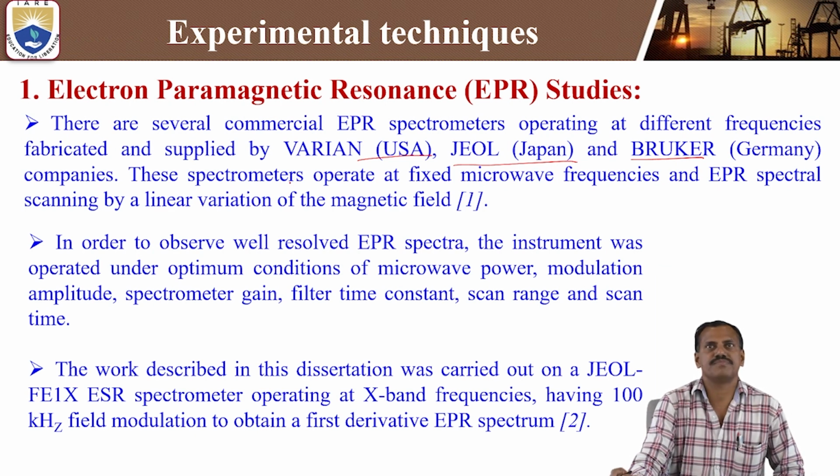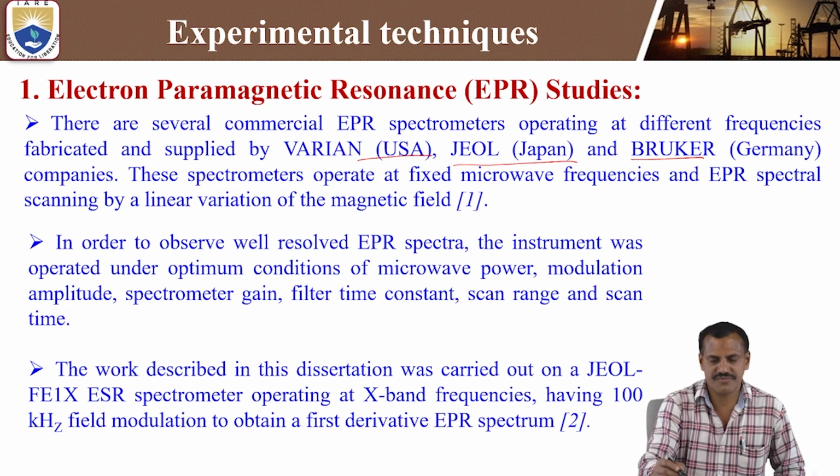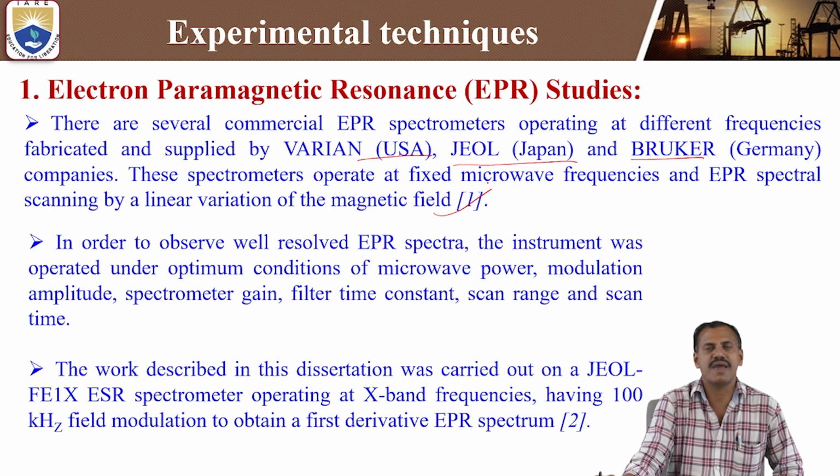This spectrometer operates at a fixed microwave frequency, and the EPR spectrum is scanned by a linear variation of the magnetic field. So here we study the linear magnetic field variation while applying the microwave frequency. The microwave frequency bands, such as X band, Q band, P band, are different bands we use, while the magnetic field is varied at the same time.